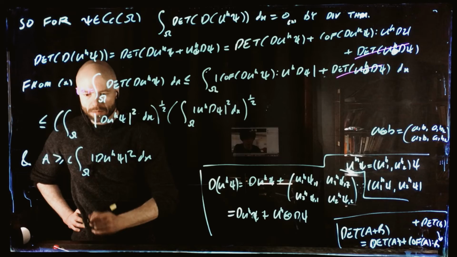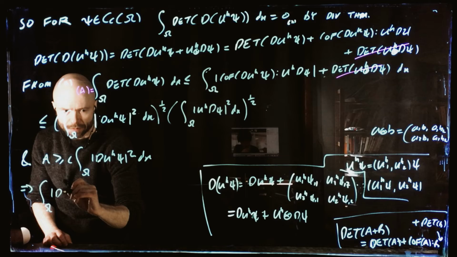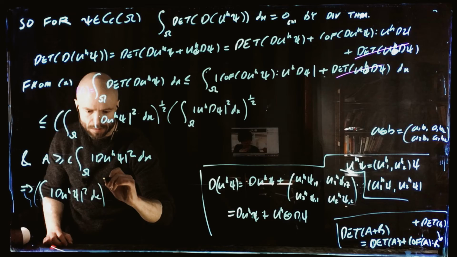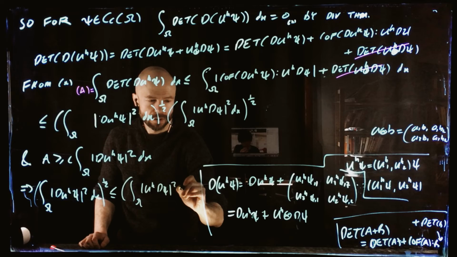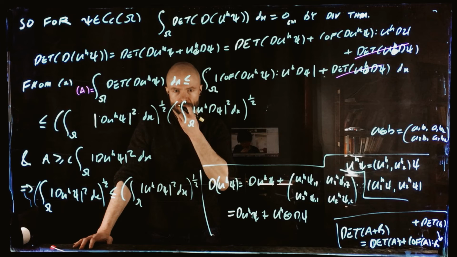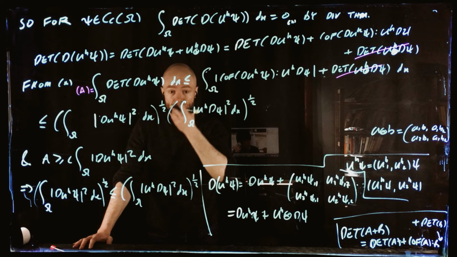So then what we have after we divide through by this quantity is that the integral of the u^h(phi) squared dx to the 1/2 is less than this thing, dx to the 1/2. Because we're just dividing this thing on both sides. And why does that make us very happy? Well, no, it does, but not quite yet.